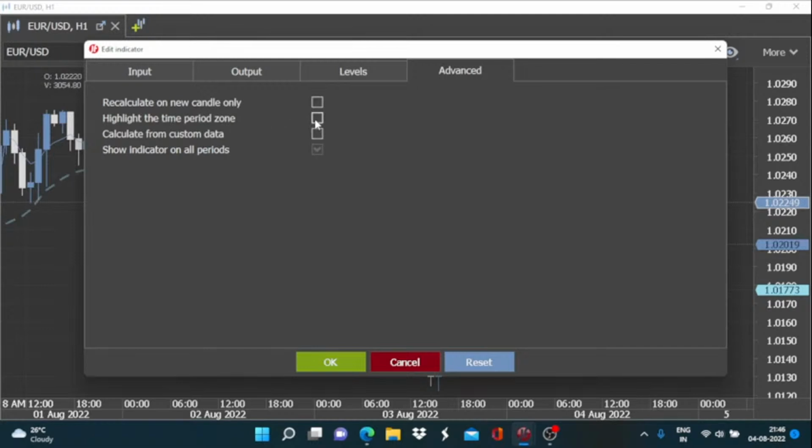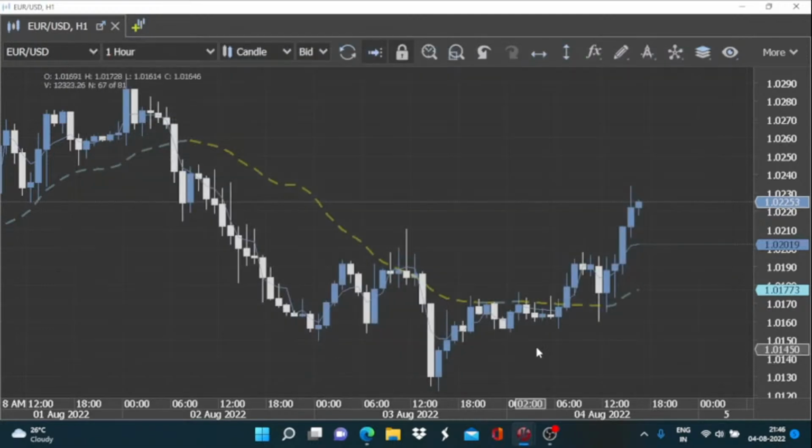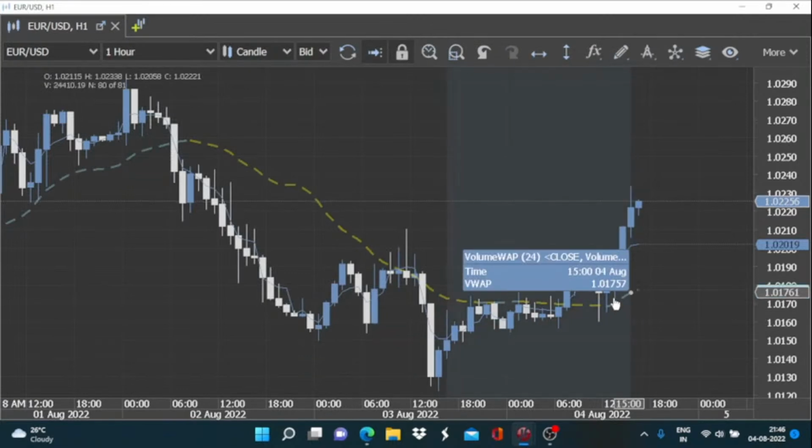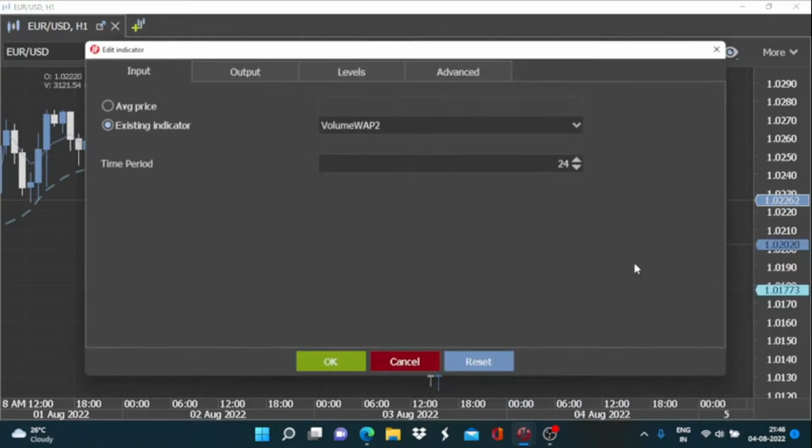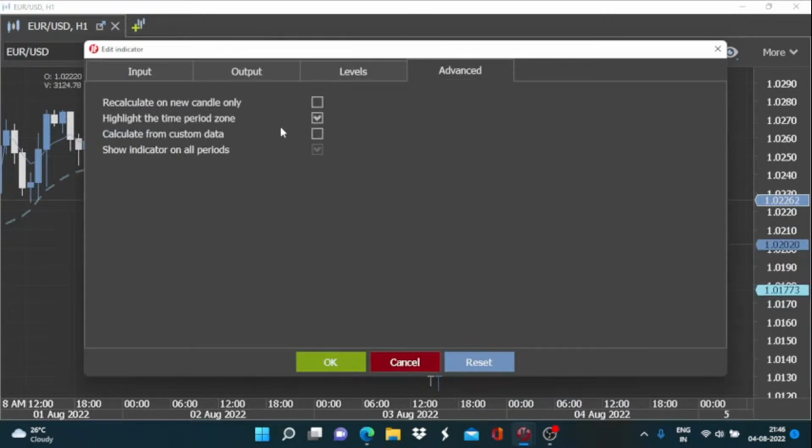If you want the highlighted time zone for the calculation period, then you can go to the recent output value, whichever output value you are considering, and you will immediately get the idea of what is the calculation period which has been used to arrive at that particular value. All right, so we get this.